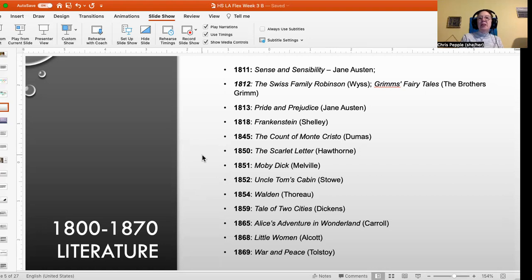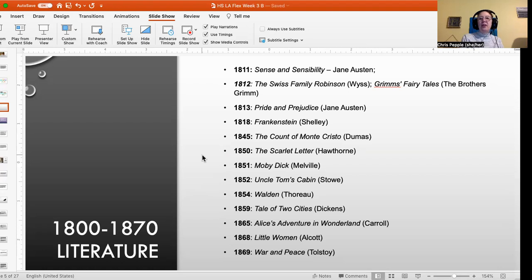Sense and Sensibility, Jane Austen, Swiss Family Robinson, Grimm's Fairy Tales, Pride and Prejudice, Frankenstein. I love Gothic literature, so I have always enjoyed reading Frankenstein. The Count of Monte Cristo, The Scarlet Letter, Moby Dick, Uncle Tom's Cabin, Walden, A Tale of Two Cities, Alice in Wonderland, Little Women, War and Peace by Tolstoy.